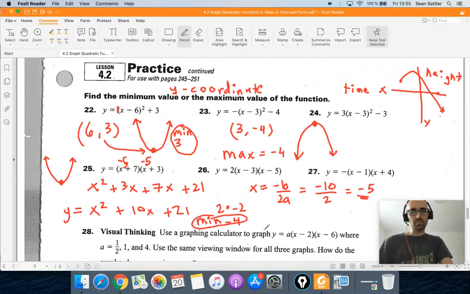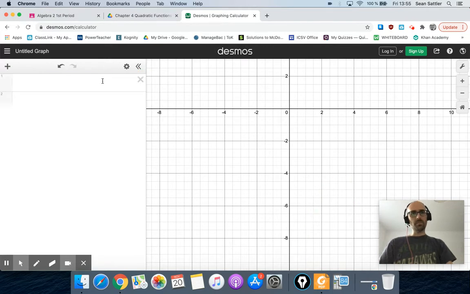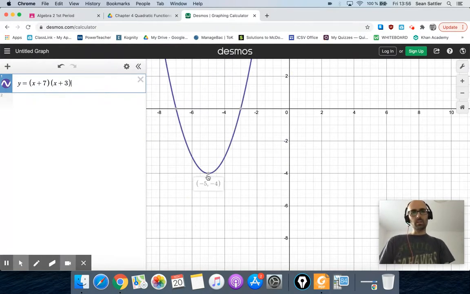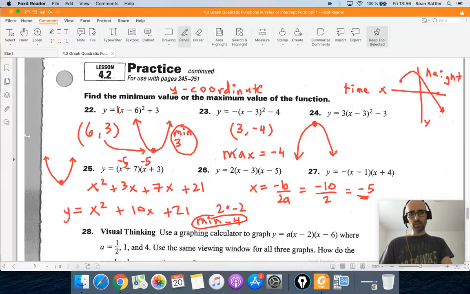And just in case you don't believe me, we can maybe trust Desmos a little bit more, or you just kind of see how it works. If I type in y equals (x plus 7) times (x plus 3), you can see our minimum value right here at negative 4, and there's the vertex. So go ahead and you can use Desmos to help you. It's a very nice tool. However, you should be able to do these by hand as I've shown. Okay, so let me know if you have any questions.